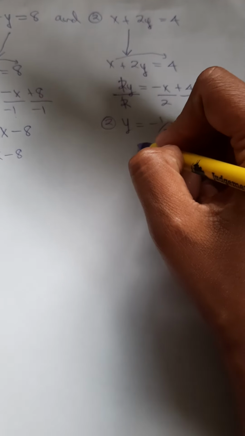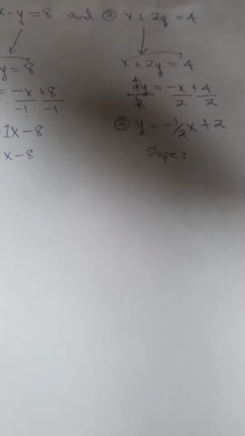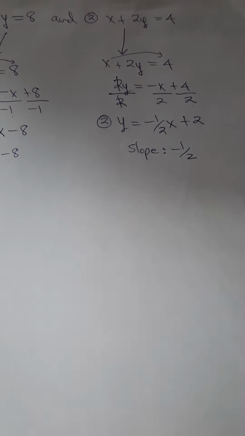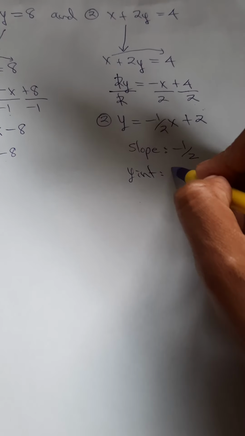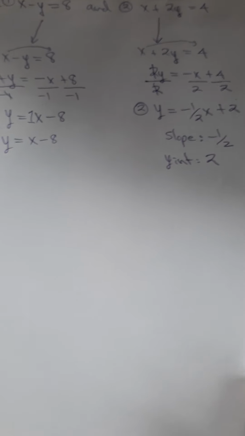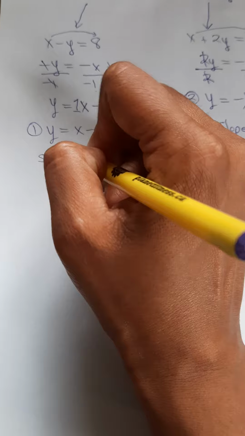Okay, if you're wondering again, let's just write it down as a review. The slope for this equation is whatever is in front of the x. My slope is negative 1 over 2. Okay, and the y-intercept in this case is basically the number that doesn't have the variable, so it's positive 2. Okay, everyone sees that? Let's go to this equation and just write out the slope here.